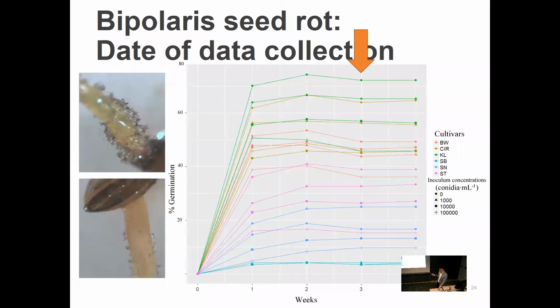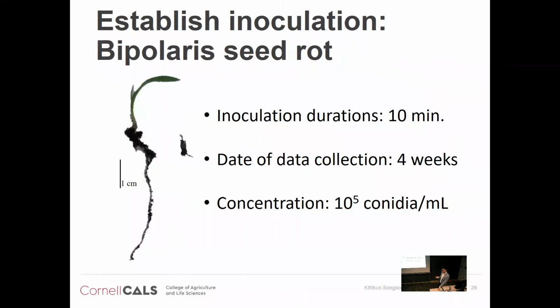But that is not the day that I should collect the data, because do you remember that this pathogen can infect the shoot and the root of the early germinated seeds? So that can drop the germination during week 3 here. So I picked week 4 to evaluate this disease and to screen the resistance with this condition.